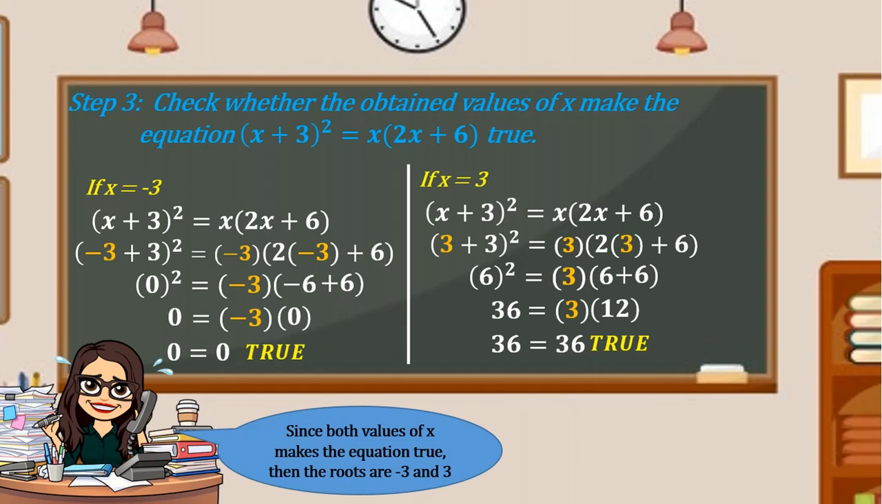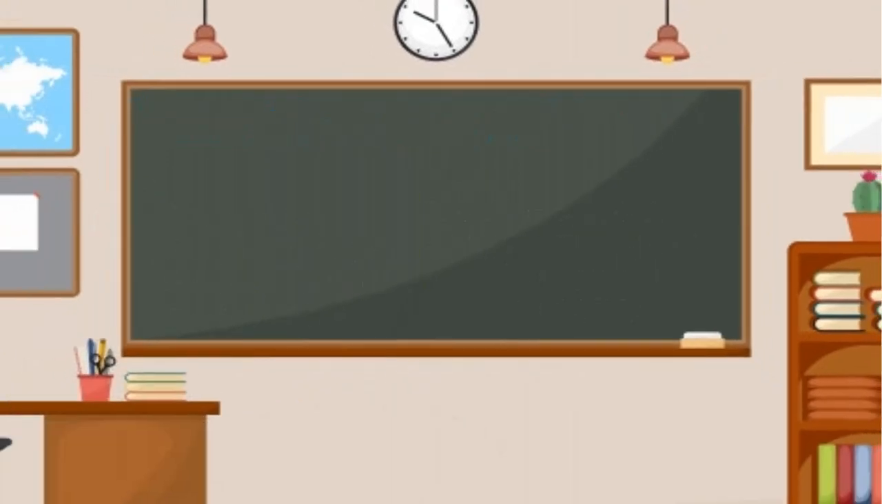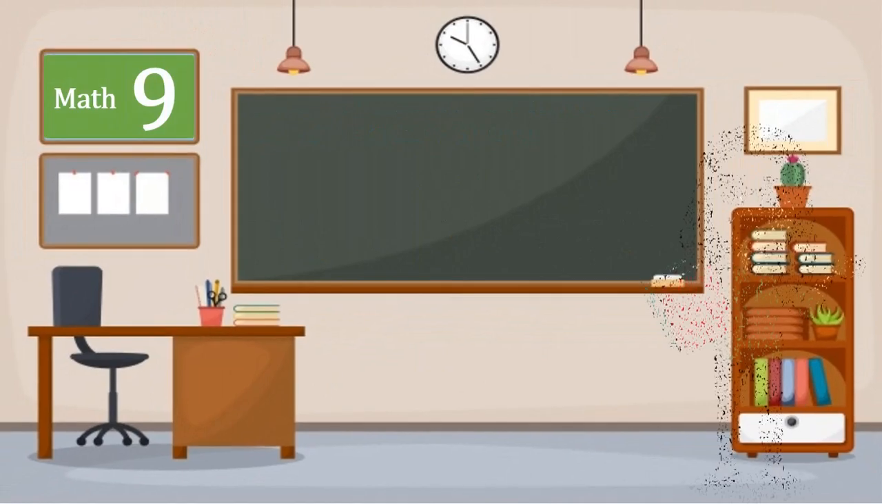So I hope you understand how to solve quadratic equations that are not written in standard form. So again, the 3 steps are: first, write the quadratic equation into standard form. Step number 2, solve for the roots of the quadratic equation using any method. Step number 3, check whether the obtained values of x make the original equation true. Let us now have the second part of the lesson.